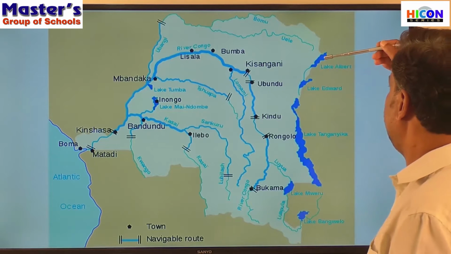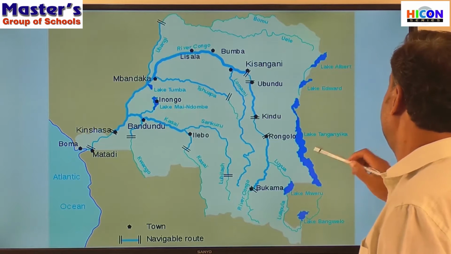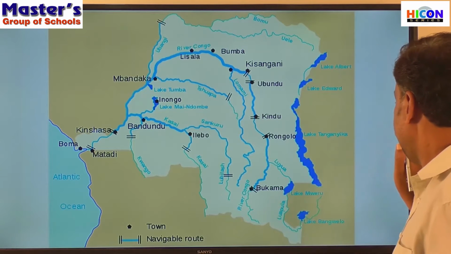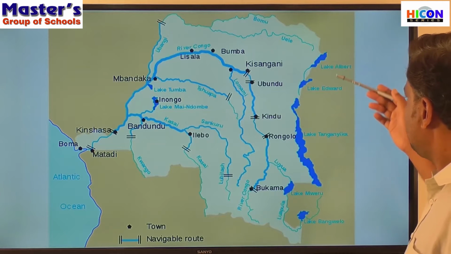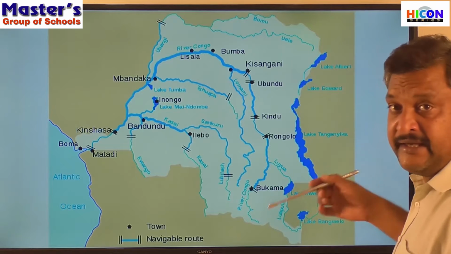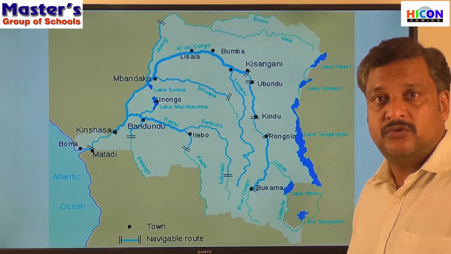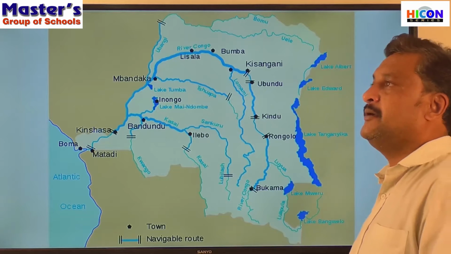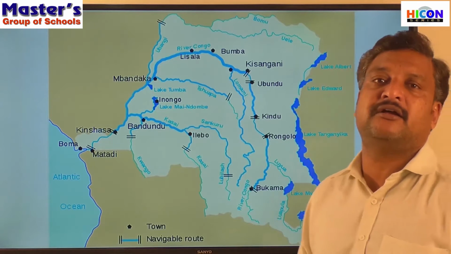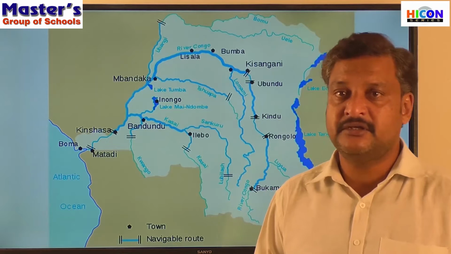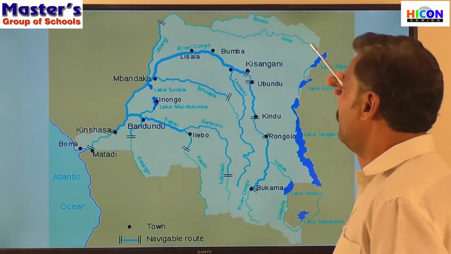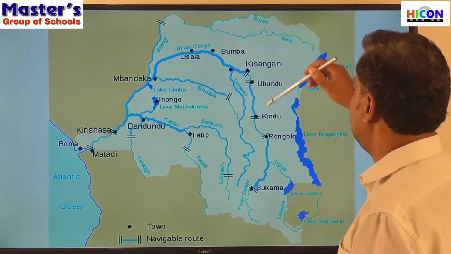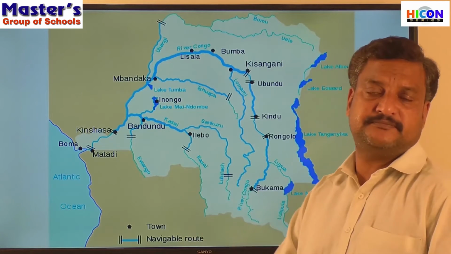See, we have some lakes here: Lake Albert, Lake Edward, Lake Tanganyika. So all these are major lakes which are also the source for these rivers. Just like Brahmaputra originates from Lake Manasarovar, right? These lakes also feed these rivers, and most part of this river is transportable.